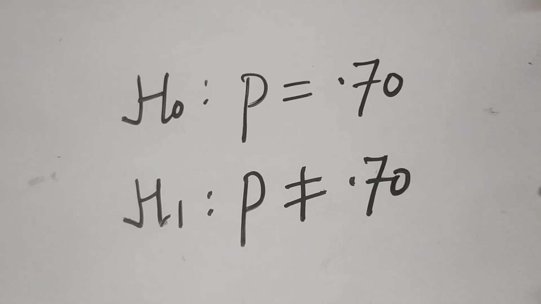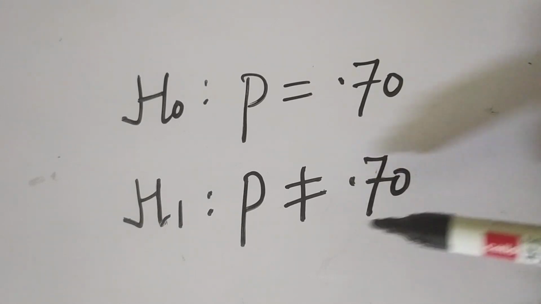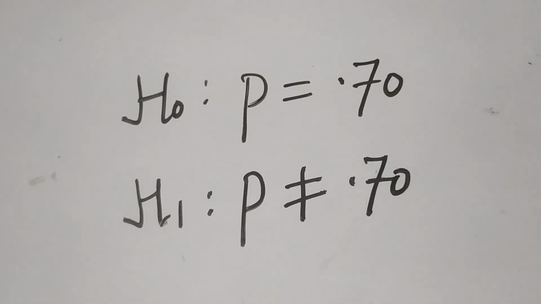So here the alternative hypothesis is non-directional. It is not equal to 0.70. So this is how we write the different hypotheses.